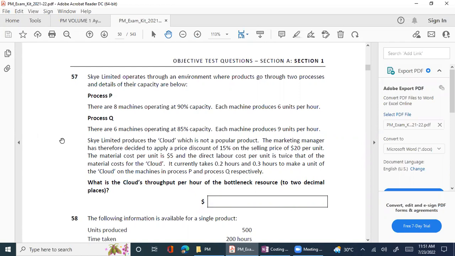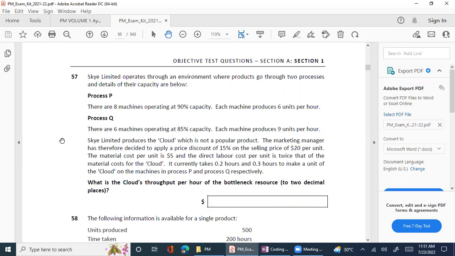Sky Limited produces the product Cloud, which is not a popular product. The marketing manager has therefore decided to apply a price discount of 15% on the selling price of 20 per unit. The material cost is 5 and the labor cost per unit is twice that of the material cost for Cloud. So the labor cost will be 10. It currently takes 0.2 hours and 0.3 hours to make a unit of Cloud in the process P and Q respectively. What is the Cloud's throughput per hour for the bottleneck resource?